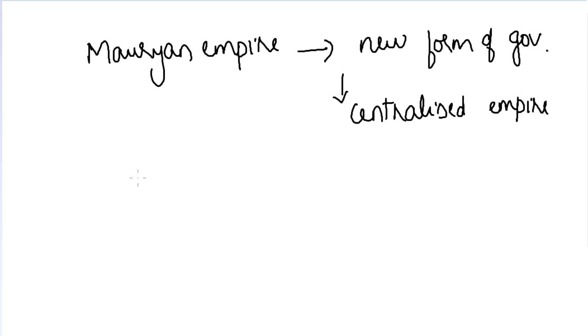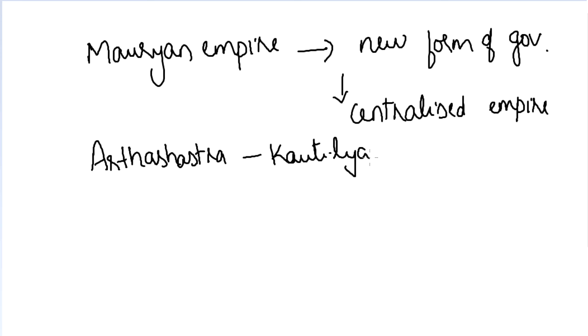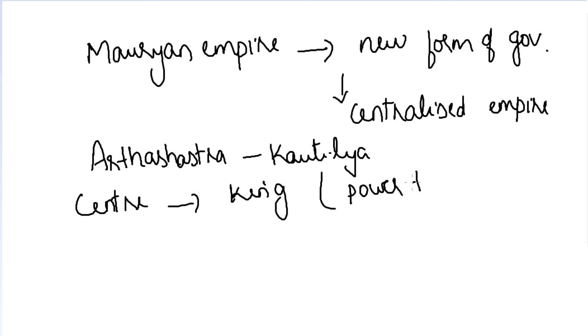A study of the Arthashastra in conjunction with the edicts provides information regarding this administration. As we have already discussed, the Arthashastra written by Kautilya is an important source, and its study provides information regarding the administrative structure. At the center of the structure was the king, who had the power to enact laws.